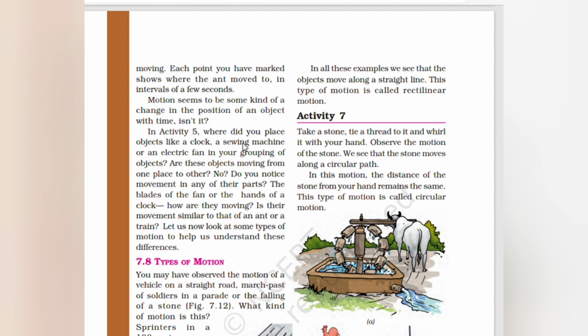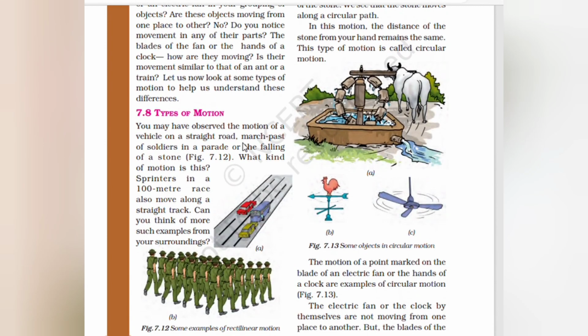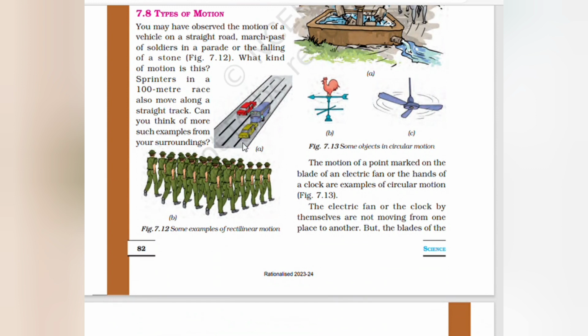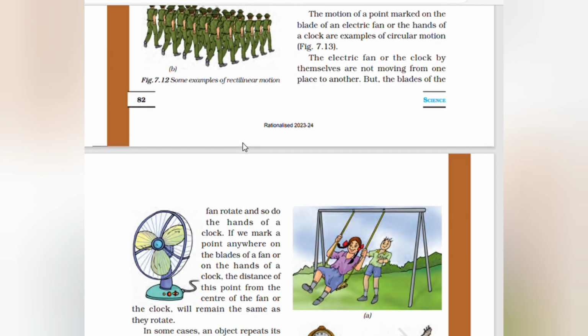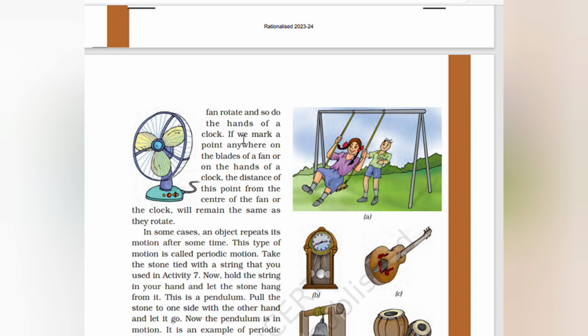This type of motion is called circular motion. അപ്പോൾ ഇതിനെയാണ് നമ്മൾ circular motion എന്ന് പറയുക. The motion of a point marked on the blade of an electric fan, hands of a clock are examples of circular motion. ഇതൊക്കെ എക്സാമ്പിൾസ് ആണ്. Electric fan or the clock by themselves are not moving from one place to another, but the blades of the fan rotate and so do the hands of the clock. If you mark a point anywhere on the blades of the fan or on the hands of the clock, the distance of this point from the center of the fan and the clock will remain the same as they rotate.